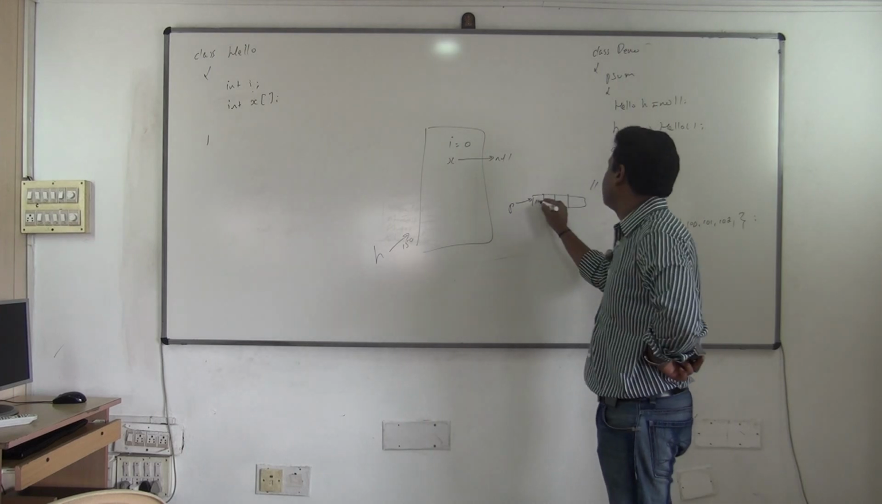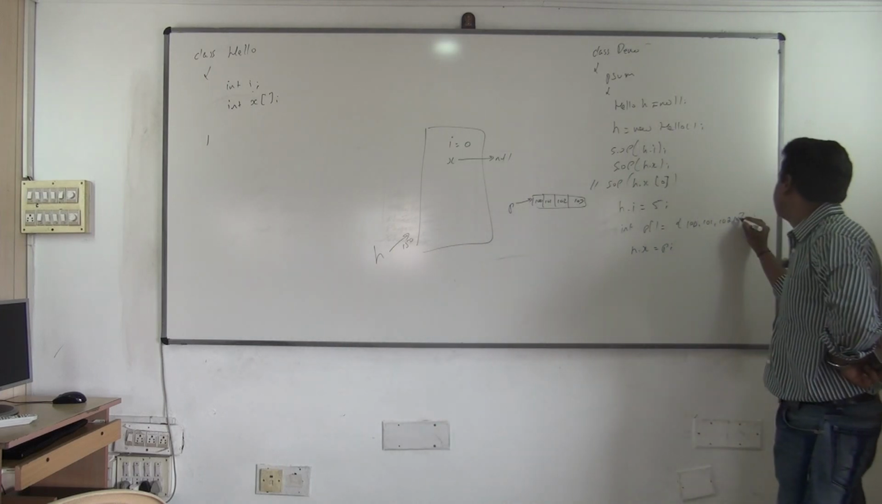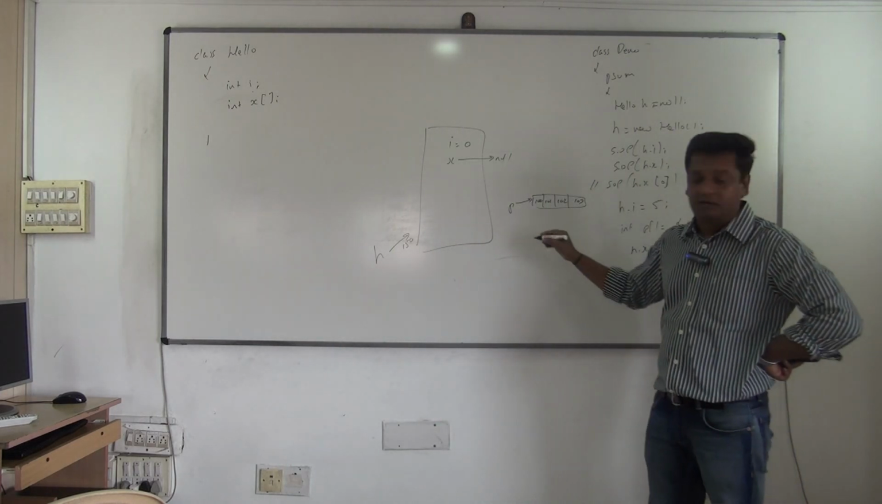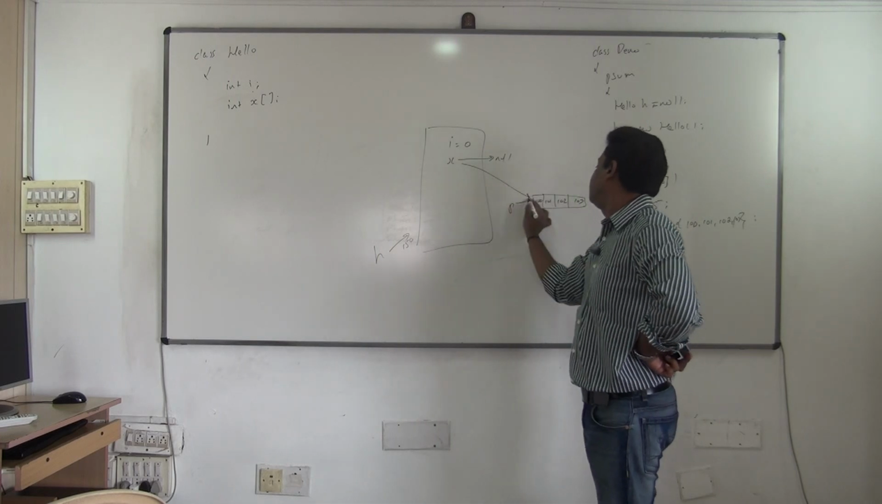We are having 3 values. Okay, 100, 101, 102, 103. One more I'll add, 103. Okay, this array is there now. That address, if it is 250 or something, you will give it to what? X. X will refer to this.